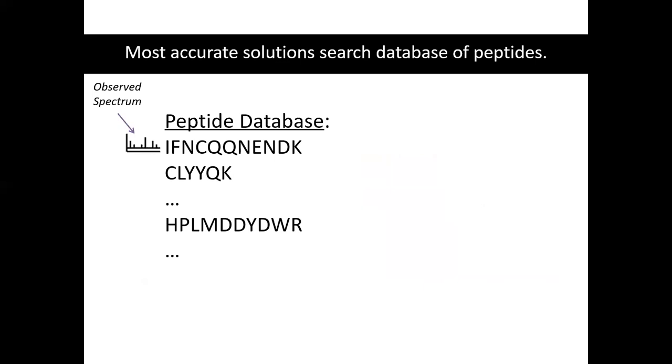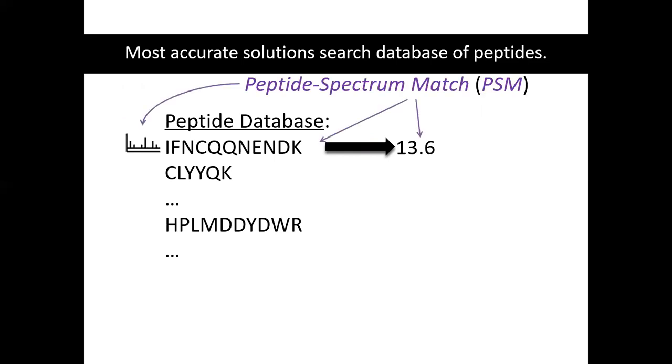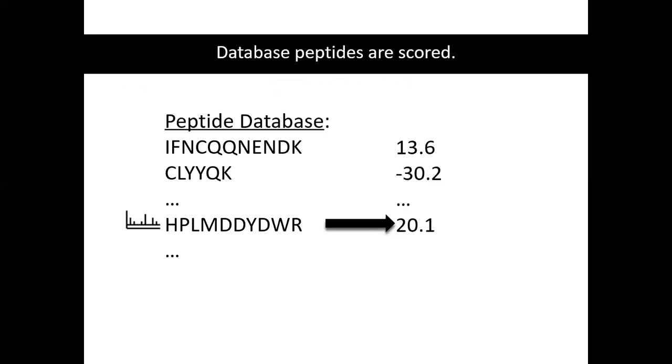The most accurate solutions to this problem utilize a database of peptides as follows. Assume that we're given the observed spectrum on the left and database of peptides in the middle. We compare the observed spectrum to a peptide using a scoring algorithm to produce a score. Now, the triple consisting of an observed spectrum, peptide, and score are typically referred to as a peptide spectrum match, or PSM for short.